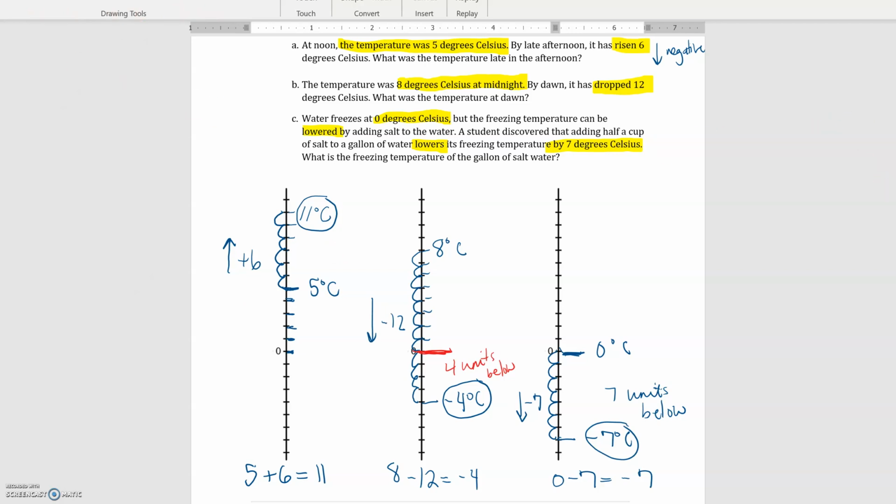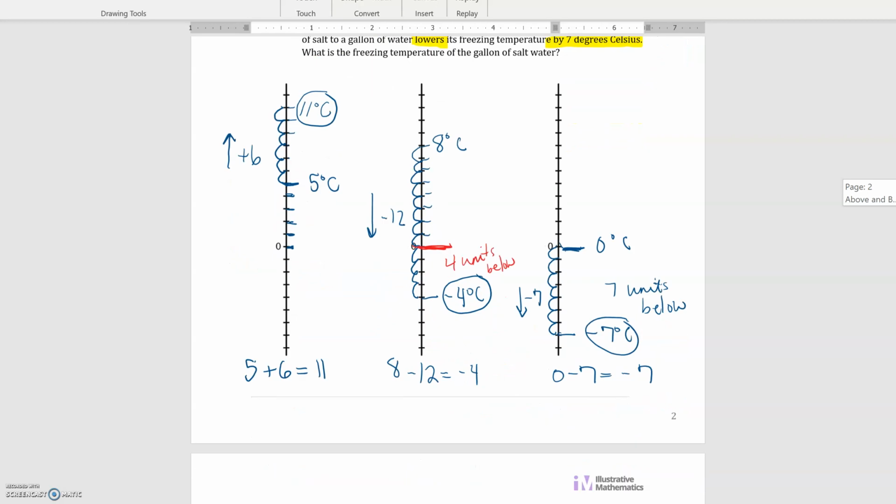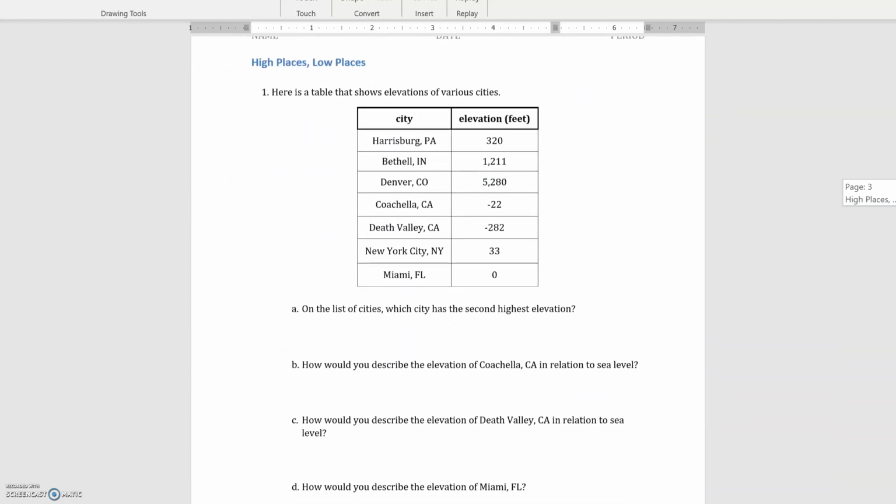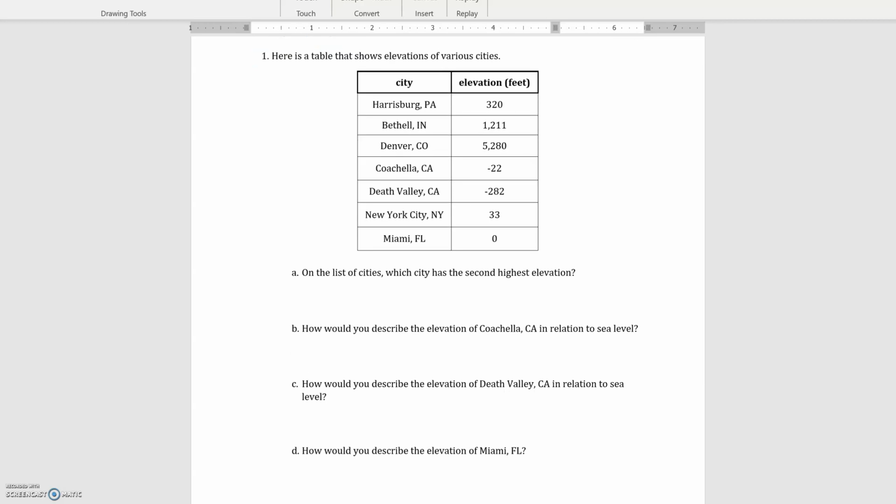We are now going to explore an example with the other situation, which is elevation. So let's turn to the next page to do our next question. I'm going to model this question here in full, and then you'll do the back page on your own for practice.